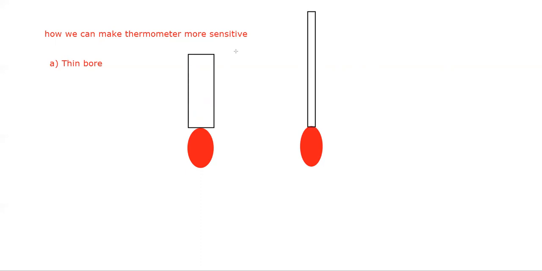So what happened? You use the same size of the bulb, so the same amount of energy is absorbed by both bulbs. But because this one has a larger area, they will show the same change in volume. Volume is area multiplied by height. If the temperature changes from 20 to 21, say this was the 20 degree mark, and this is the 20 degree mark.